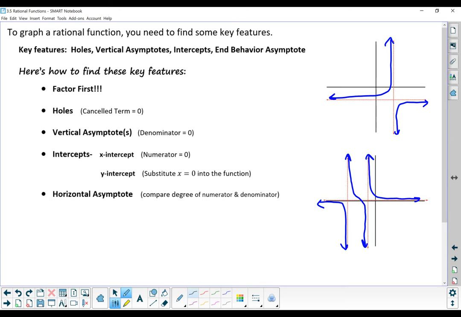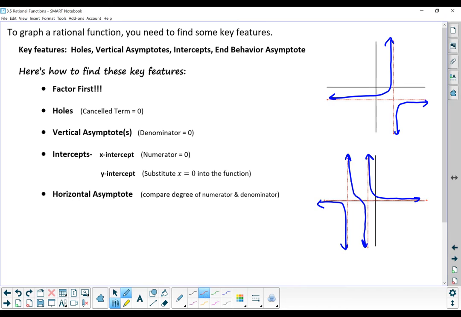In order to find the key features of a rational function, the first thing you need to do is have that function in factored form. You may have a GCF you need to factor out. You may need to factor a quadratic. It shouldn't get into higher powers than quadratic though.